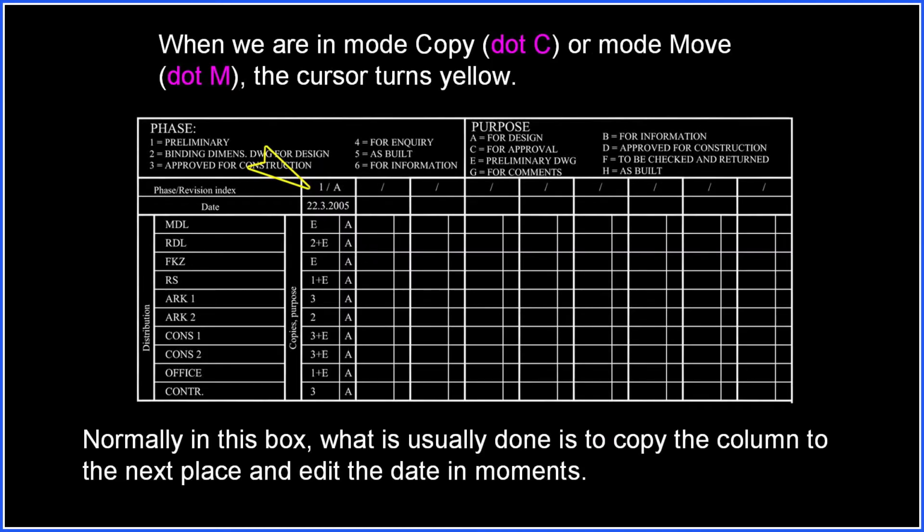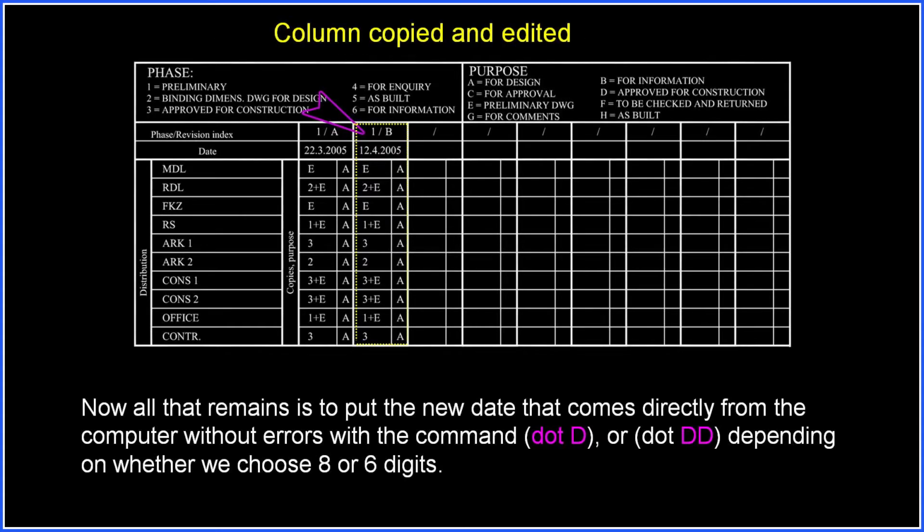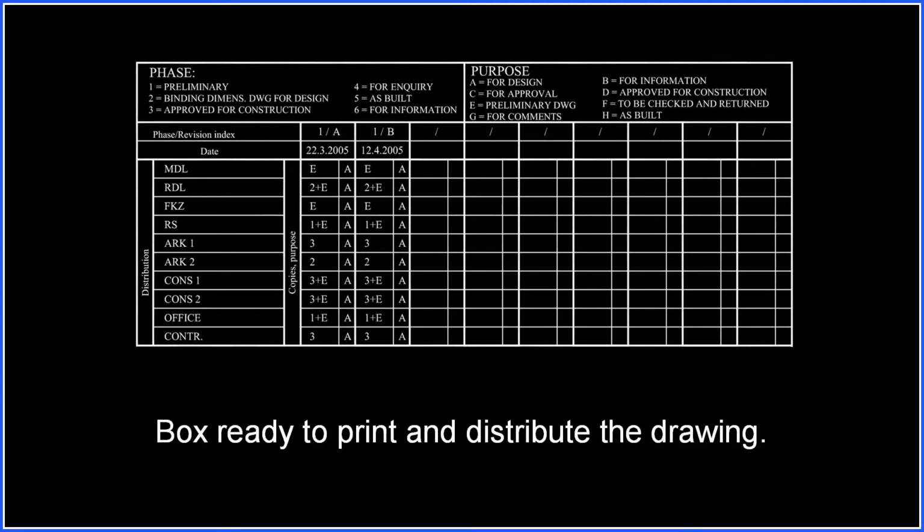When we are in copy .c or move .m mode the cursor turns yellow. Normally in this box, what is usually done is to copy the entire column at the beginning of the next one and edit the date in moments. Column copied and edited. Now all that remains is to put the new date that comes directly from the computer without errors with the command .d or .dd depending on whether we choose 8 or 6 digits. Box ready to print and distribute the drawings.